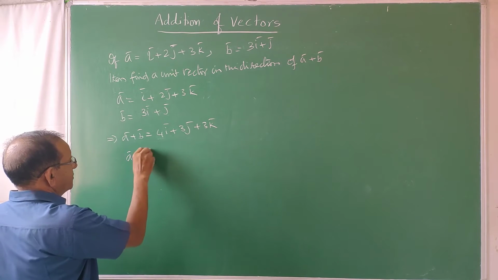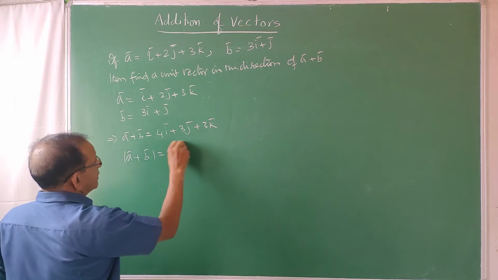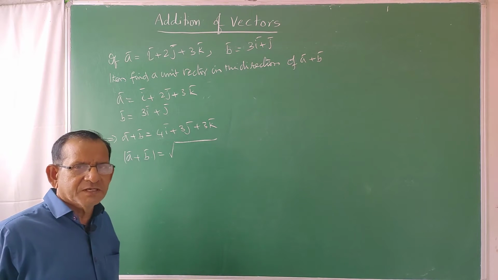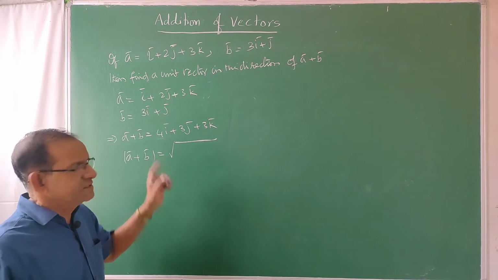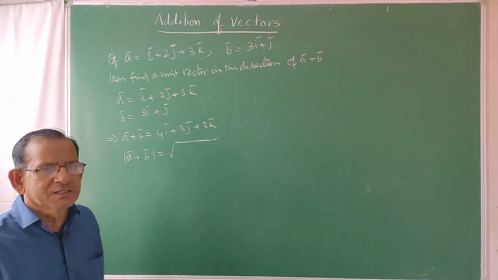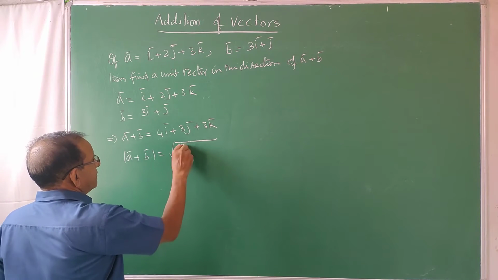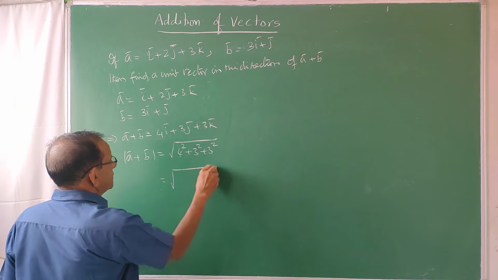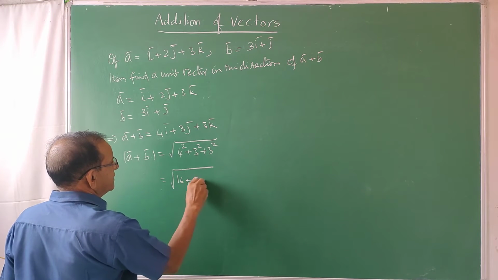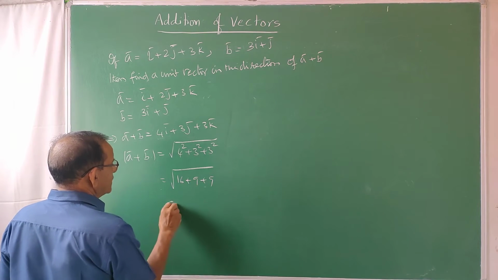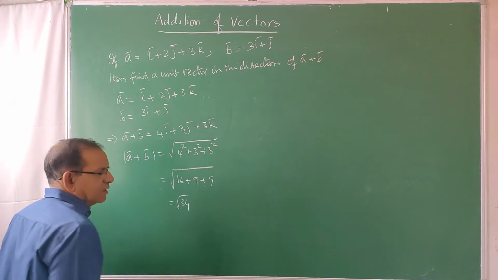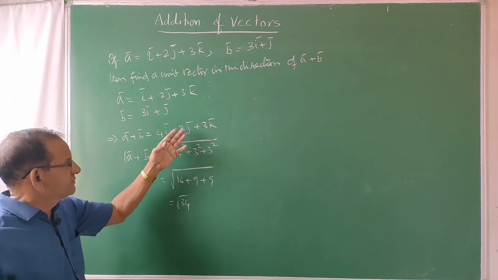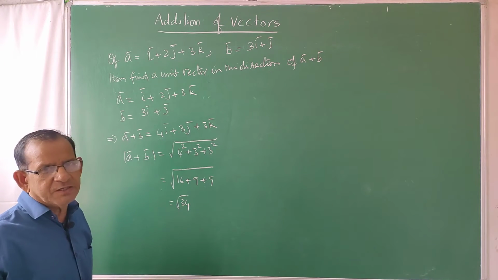Modulus of a bar plus b bar is equal to root of, I told you previously, if a vector is x i bar plus y j bar plus z k bar, its modulus is root of x square plus y square plus z square, that is 4 square plus 3 square plus 3 square equal to 16 plus 9 plus 9, that is root 34. Root 34 is the length of this vector. Now if you divide this vector with its length, you will get the unit vector.